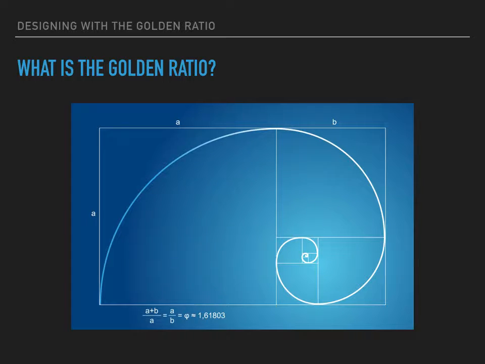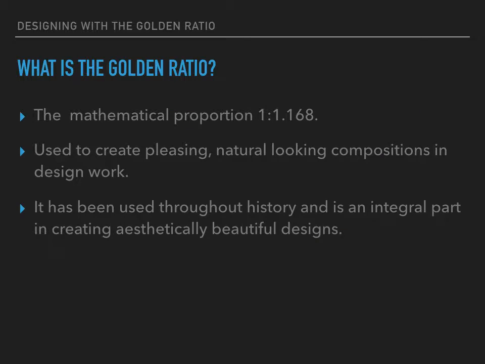So what is the golden ratio, and how does this aid in design? The golden ratio is best understood as the proportion 1 is to 1.168. The golden ratio is the common mathematical ratio found in nature that can be used to create pleasing, natural-looking compositions in design work. It has been used throughout history and is an integral part in creating aesthetically beautiful designs.